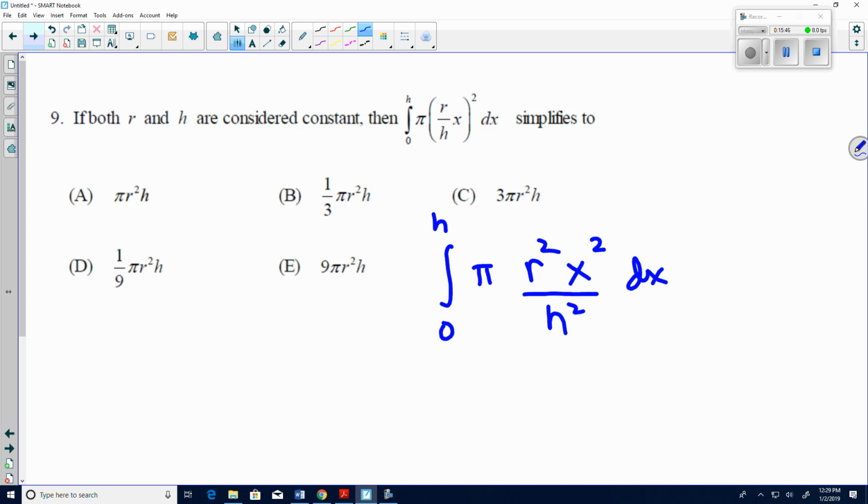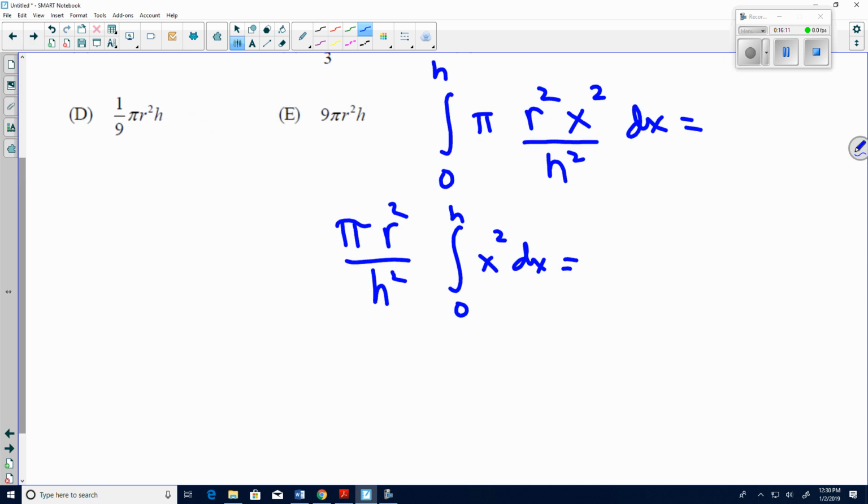Okay, so that's the problem that we have. But then we're told that R and H are both constants. We know pi is a constant, and we can pull these constants out in front. So pi R squared over H squared. So the only thing we're really integrating is the x squared dx. And that integrates pretty simply. So here's our constants, pi R squared, H squared. The integral of x squared is x cubed over 3, and we're evaluating that between 0 and H.